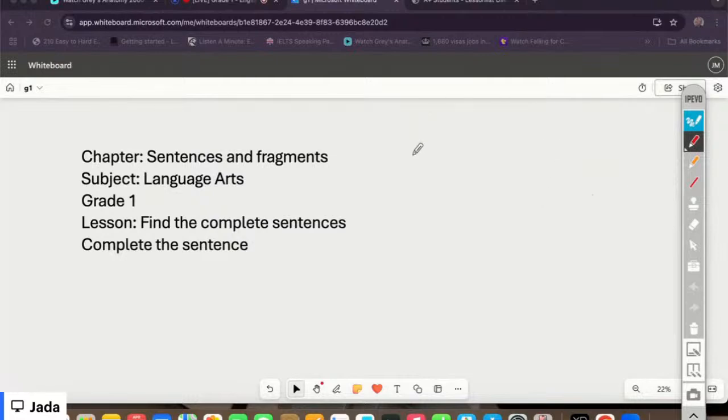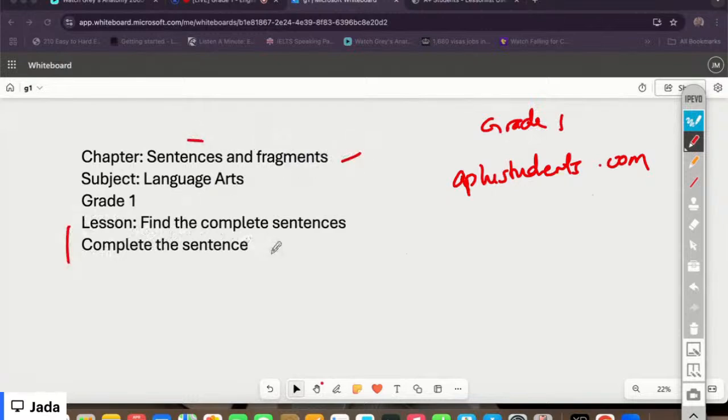Today we'll have sentence and fragment. First, you have to log in using aplusstudent.com. Click on your name, move on to language at the grade 1. The chapter is sentence and fragment, and the lesson will be find the complete sentences. Complete the sentence.